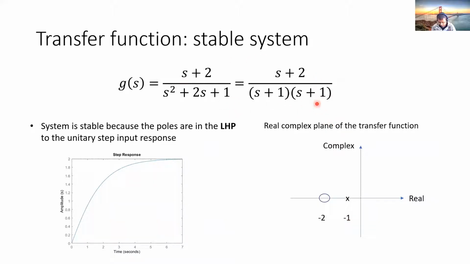This is our example from before. The system in this case is stable because the roots of our system, in this case the poles, the denominator roots, are in the left half plane. As you can see here, both of them are minus 1. Therefore, our system is stable and has this response.